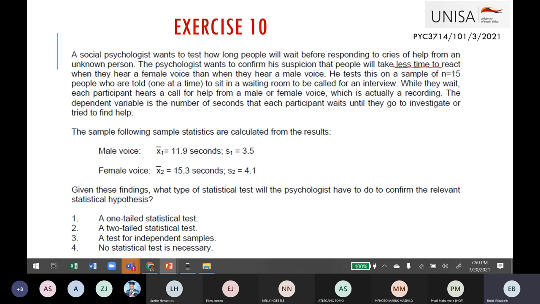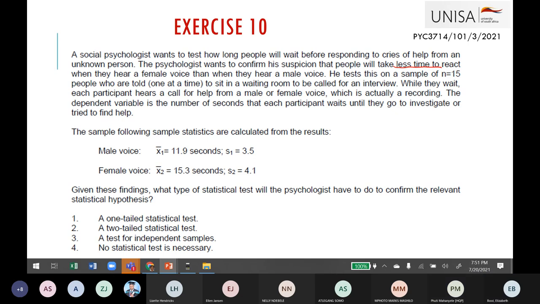The following sample statistics are calculated. The male voice, the information is there. Female voice, the information is there. Given the findings, what type of statistical test will the psychologist have to do to confirm the relevant statistical hypothesis?